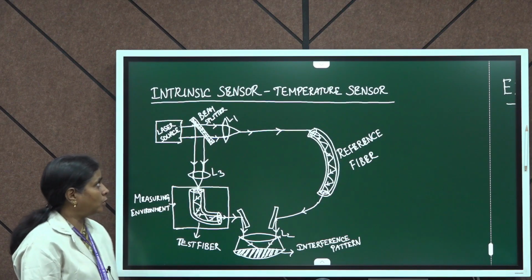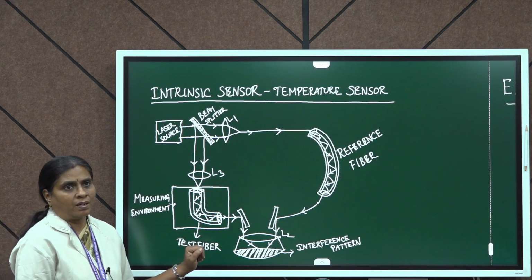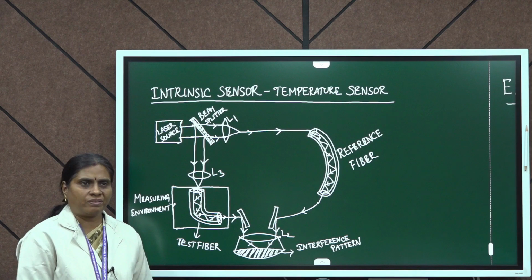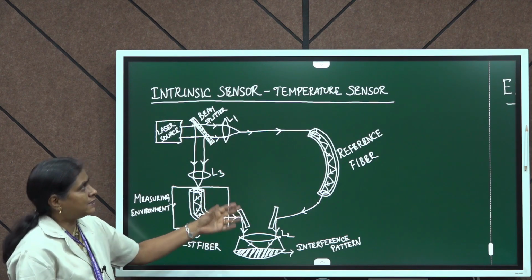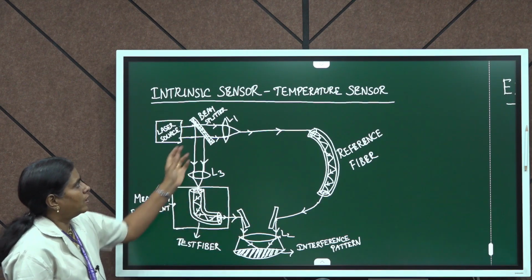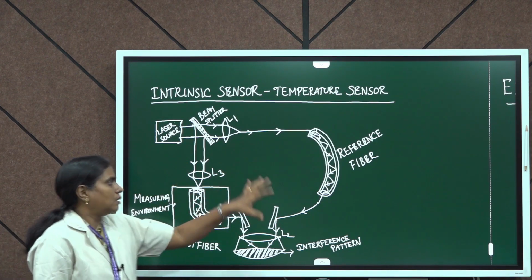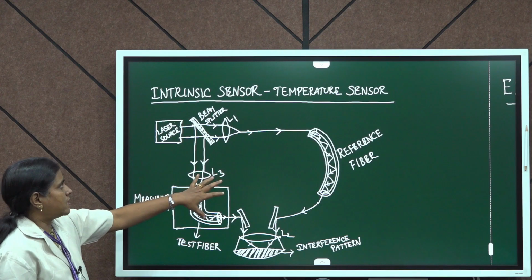Now, we discuss intrinsic sensors. They can measure temperature, pressure and different physical parameters. Here we are going to discuss the temperature sensor. This is the basic construction of an intrinsic sensor.